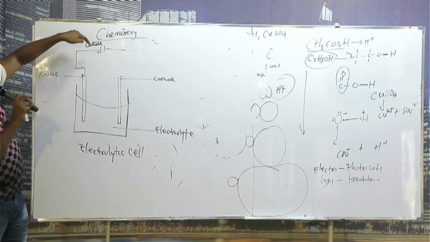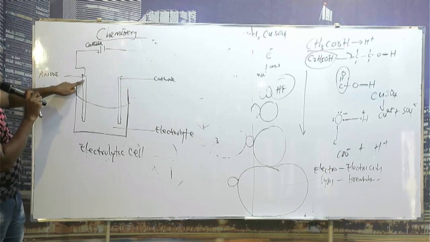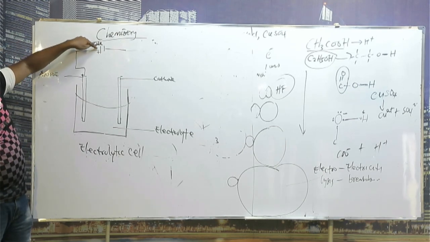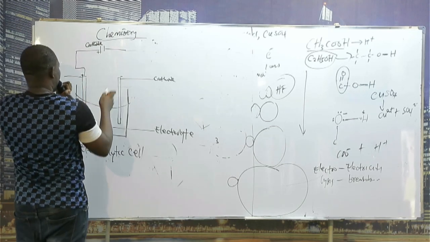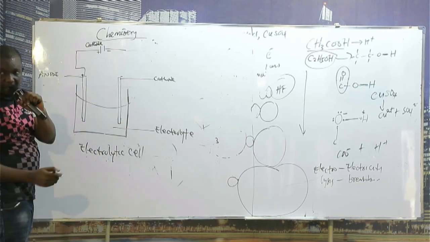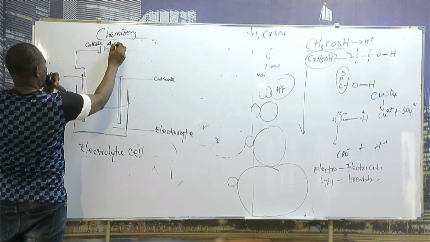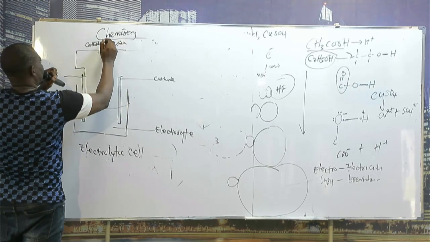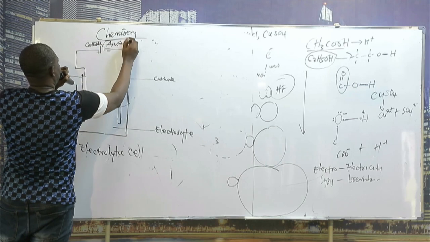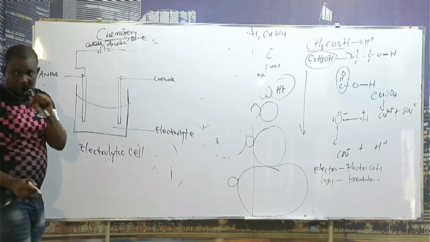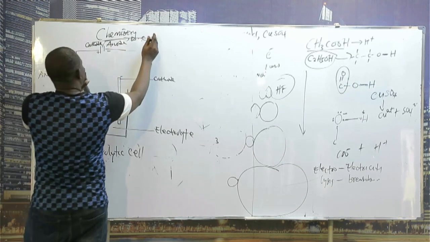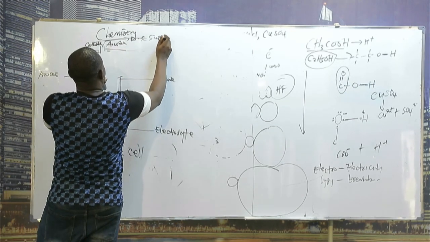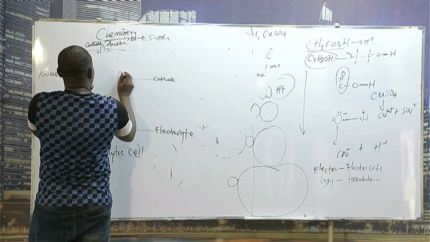This wire connects the wire of this electrode to the cathode of the cell. This one coming here connects to the anode of the other cell. So this side is my anode. But this particular thing is my DC, direct current supply. DC supply. So I'll complete my cell now.